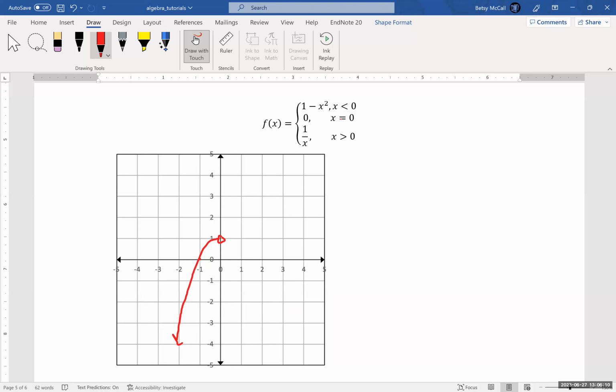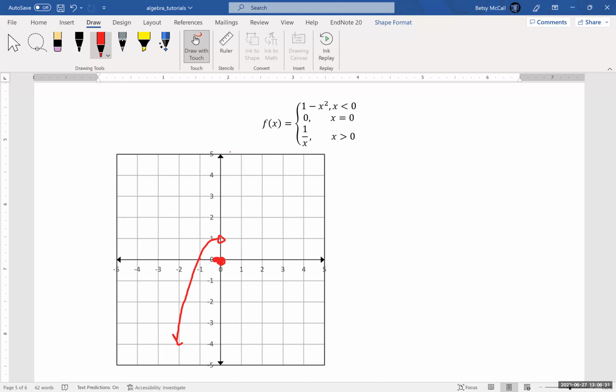And then my second point is just 0 when x is 0, because this has an equal sign. I'm going to make it a closed circle. My mouse is being very uncooperative. And then for this one, this is when x is greater than 0. So I don't have to worry about that.